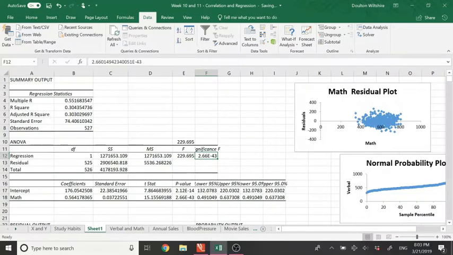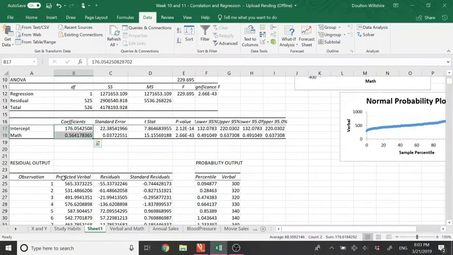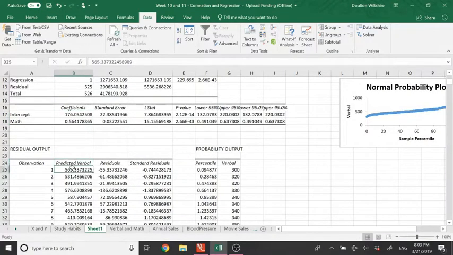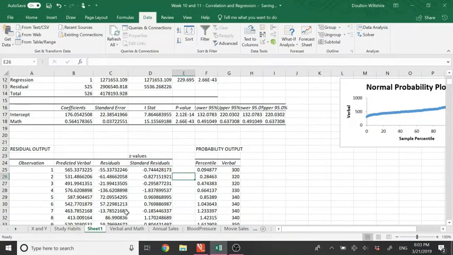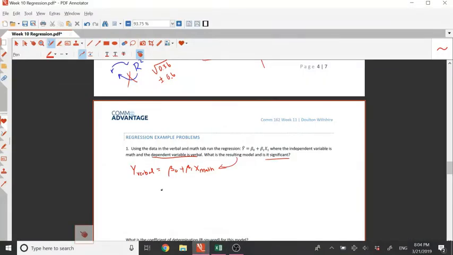But before we get to that, we have our equation here, okay? Our intercept is 176 and our coefficient is 0.56 there. If you scroll down, you'll see I've got residuals, and all it really did is it took the predicted verbal, so this is what our model predicted, and it calculated the residual, and then it turned it into a standard residual. These are just Z values, okay? It turned all those residuals into a Z value there. So when the question asks us what the model is, we found out that it's Y, our verbal score, equals the intercept, 176, plus the coefficient, 0.56, times whatever our math score was.